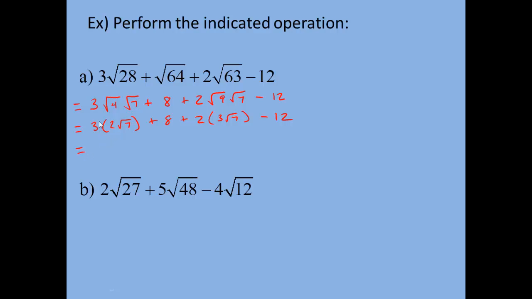And this is equal to, now you can multiply the coefficient times the coefficient here. So 3 times 2 gives us 6 radical 7 plus 8, plus 2 times 3 gives us another 6 radical 7 minus 12.